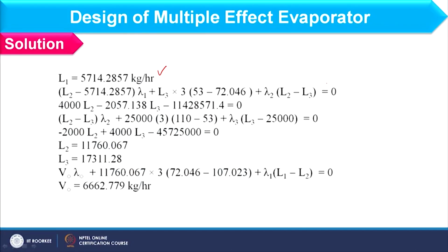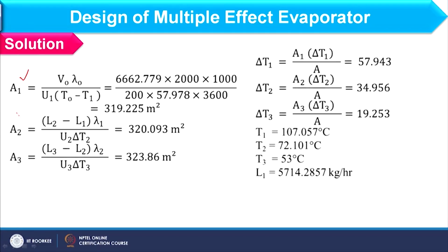L1 is known to me, and these are basically enthalpy balance of second and third effect, and values you can find as we have discussed in previous iteration, and so you can find out L2 as 11760.067 and 17311.28 kg per hour, right. So, further considering enthalpy balance of first effect, you can find out value of V0, which is coming out as 6662.779 kg per hour, and so you can find out area of each effect.